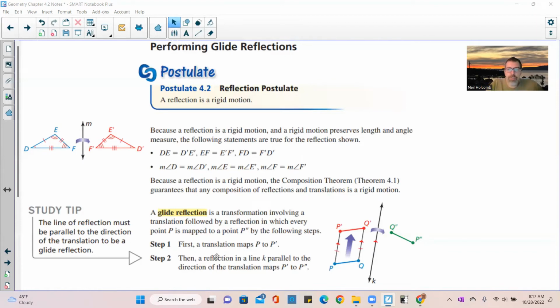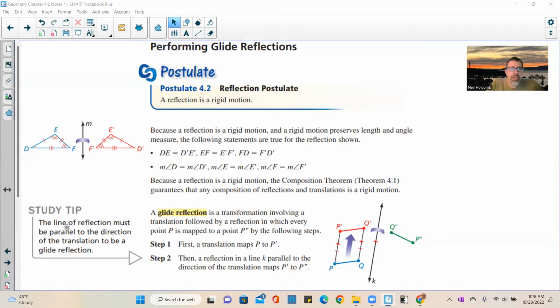So step one, it says find a translation that maps P to P prime. So this thing got shifted up and to the right. Okay, that's the first step. And then reflected across K to become P double prime. Do the same with Q. Q got shifted up to Q prime, then reflected across line K and became Q double prime. Okay, so that is a glide reflection. It's a shift and then a reflection.